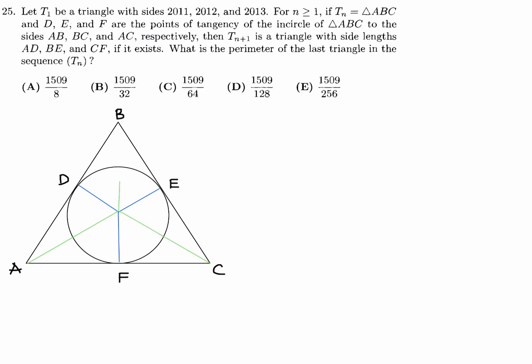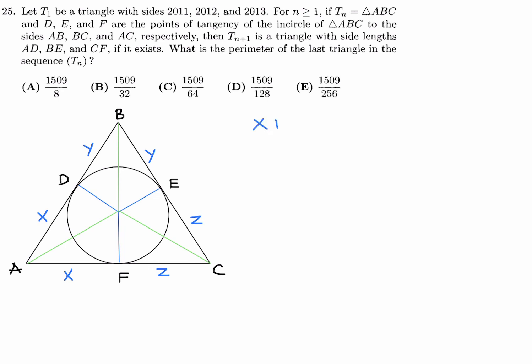And what that allows us to do is figure out that some of these distances will be equal. So for example, if I label A to F as x, then A to D will also be x, because those are similar triangles. And very similarly, if I label B to D as y, then B to E will also be y. And if I label F to C as z, then E to C will also be z.